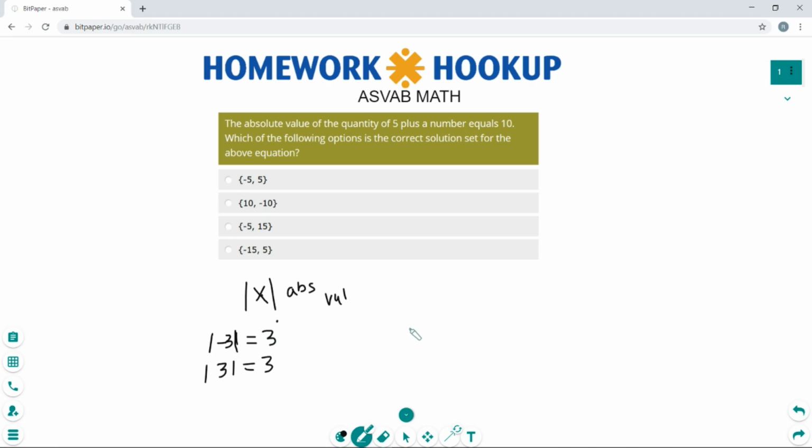So let's read the problem. It says the absolute value of the quantity of 5 plus a number. So we have the number 5, and we're adding it to a number that we don't know. I'll just say n for the number, and this is equal to 10. Where the absolute value comes into play is that if we read the first part again, it says the absolute value of the quantity. So everything after the "of" in the sentence is going to be an absolute value. So 5 plus n is what's going to be an absolute value.